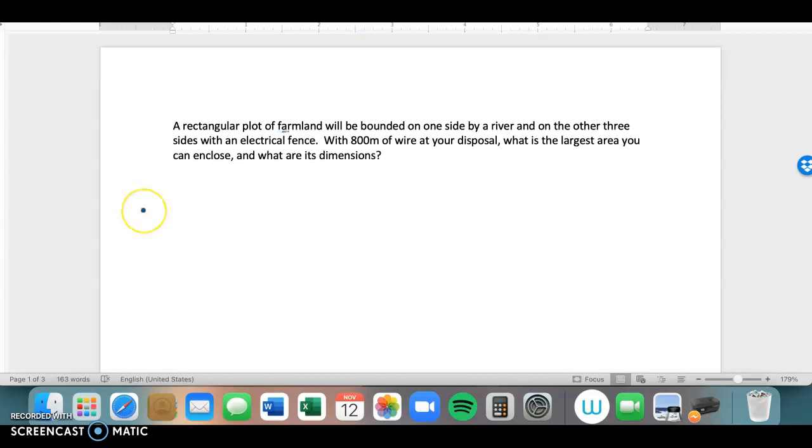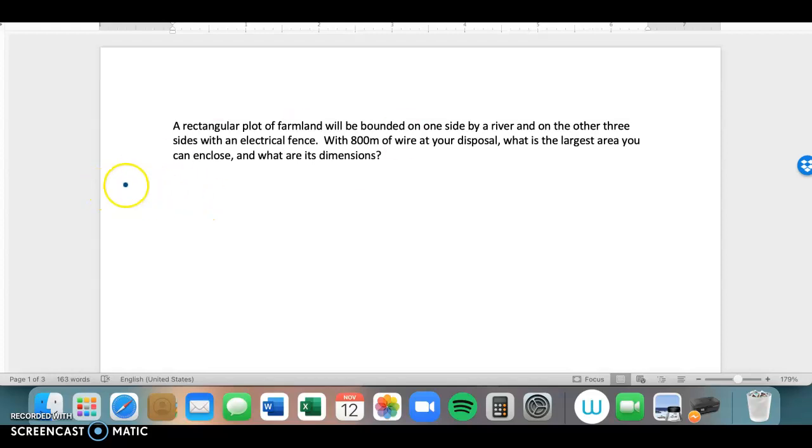We've got a problem that says, a rectangular plot of farmland will be bounded on one side by a river and on the other three sides with an electrical fence, with 800 meters of wire at your disposal. What is the largest area you can enclose and what are its dimensions? So we are looking at a couple different things.